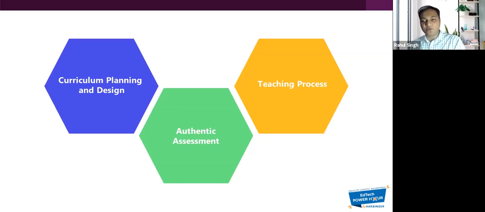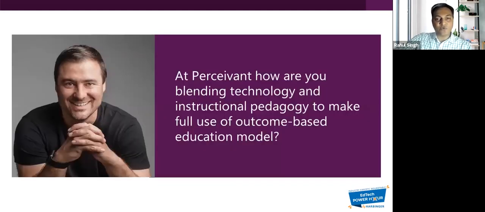But in the outcome-based education model, as Marwan was saying, it's not about the input, it's about the output. So the focus is not on completing the curriculum, but on helping students master the skills. That's the difference between the standard education model and the outcome-based education model. So once we have looked at these three components, let's move ahead and pose a question to Brian. Brian, could you share some of your thoughts at Perseverant? How are you blending technology and instructional pedagogy to make full use of the outcome-based education model?